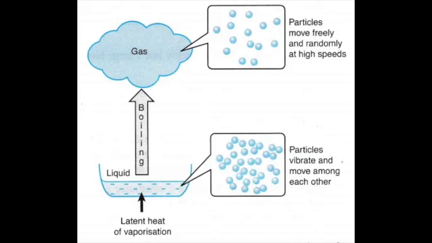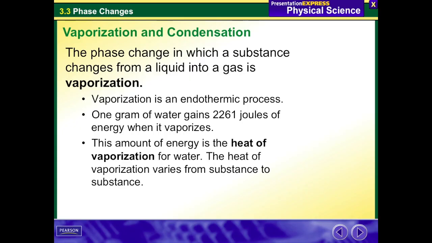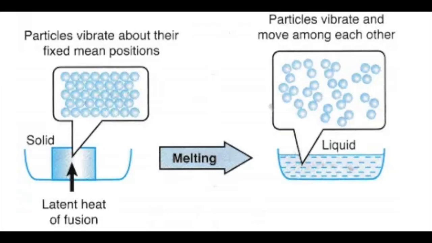So if you want to vaporize water, it needs to absorb energy. In fact, 1 gram of water has to gain 2,261 joules of energy when it vaporizes. This amount of energy is called the heat of vaporization. So we have the heat of fusion, which has to do with the latent energy, the latent heat from changing phases from a solid to a liquid or a liquid to a solid.